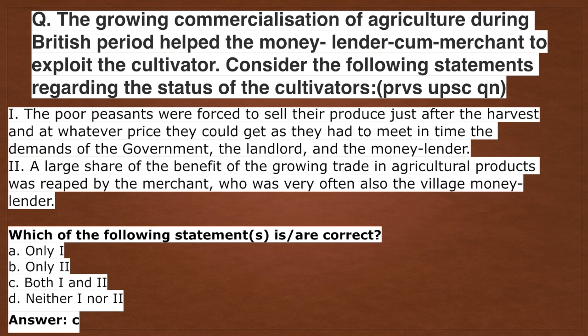Poor peasants were forced to sell their product whenever the government or the moneylender demanded, even though they were the producers of agricultural products. The price of the product was fixed by the government. Peasants had no role in this price fixation. The share of the profit was completely reaped by the merchants, that is, the merchants were the village moneylender. Hence, both statements are true. Hence, the answer is both 1 and 2. This was also explained in our previous video on the economic impacts of British rule.